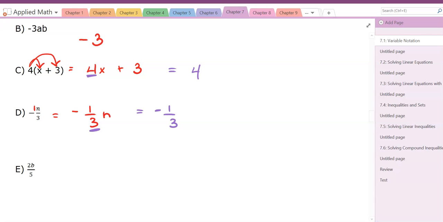And then for E, again, it's similar to D. You just see the numbers this time, so you could pull it out. So it's 2/5 B. So the coefficient is going to be that 2/5. So coefficients are just the numbers that are sitting in front of those terms that have letters involved.